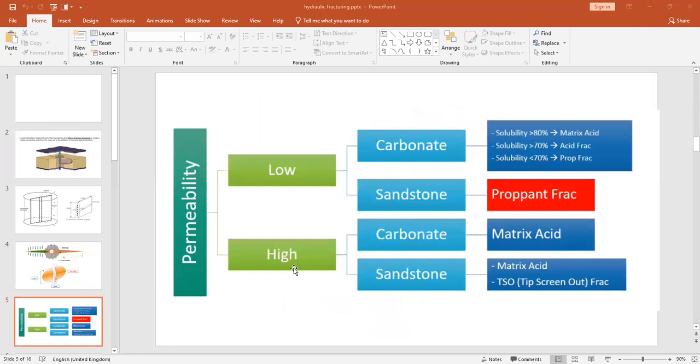Now, what type of fracturing can we always apply, or what are the various stimulations that we may have within a reservoir?